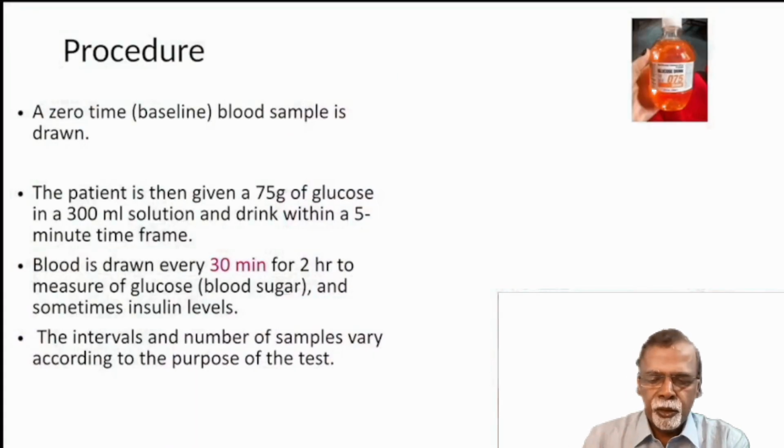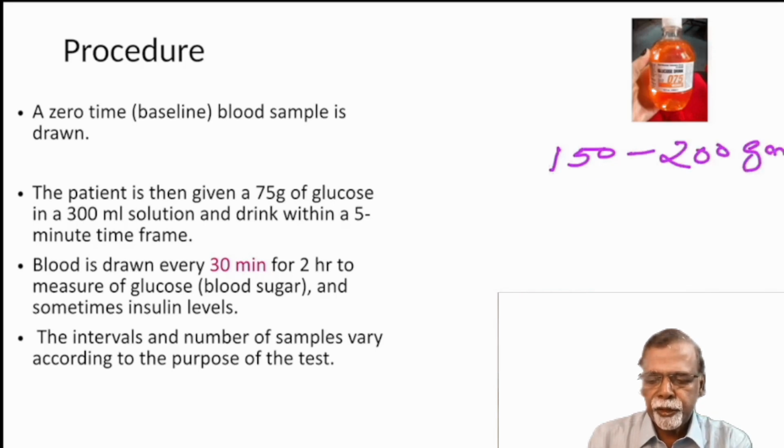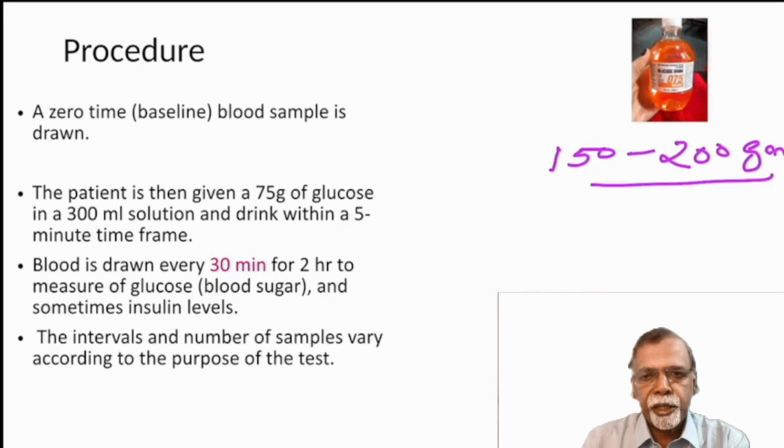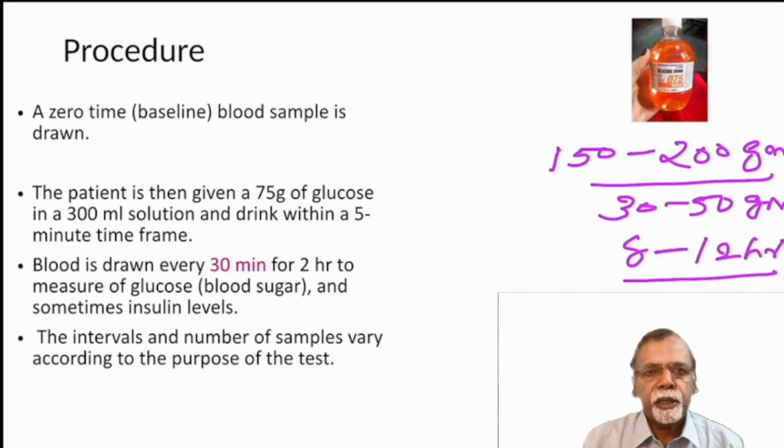Now we come to the procedure. How will you do the test? I have mentioned the patient should be taking a carbohydrate containing diet of 150 to 200 grams for the last 3 days. The patient should have taken a meal which contains carbohydrate of around 30 to 50 grams the previous night. And they will be fasting for at least 8 to 12 hours. These are the prerequisites for the procedure.